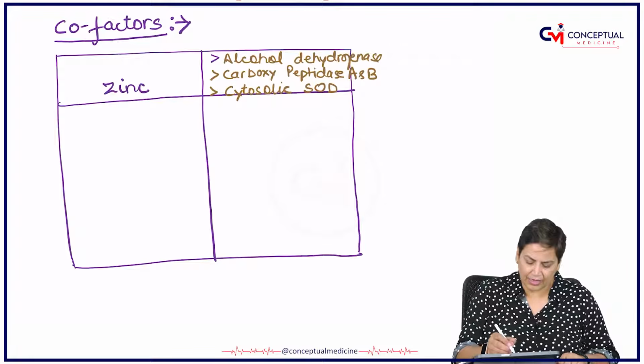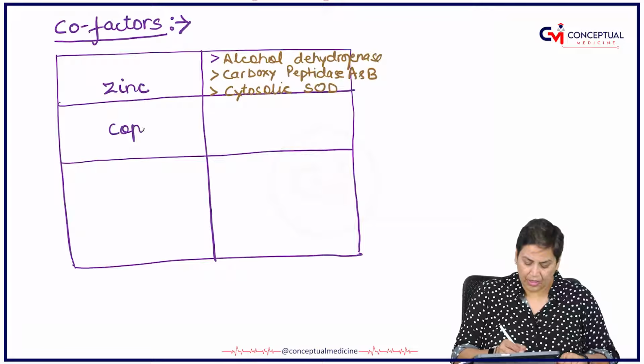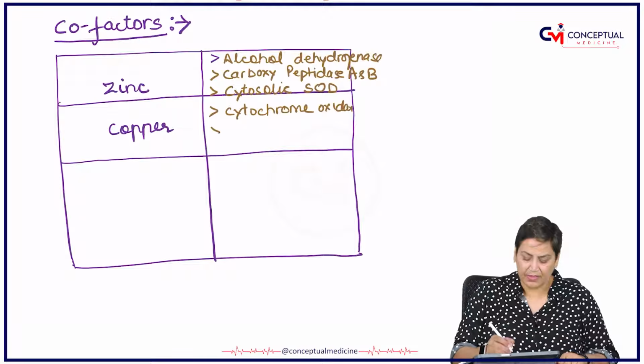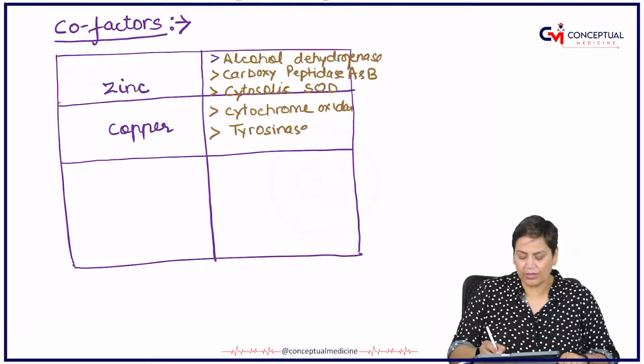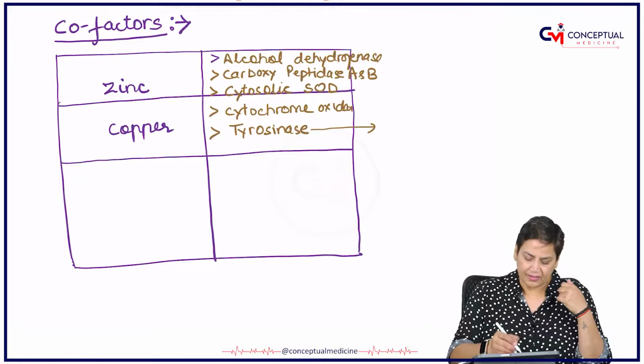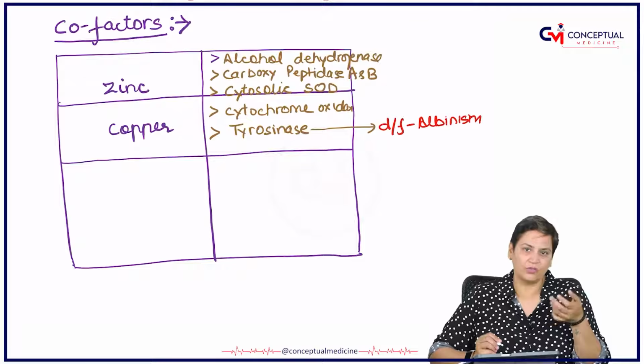Then after zinc, we can quote the example of copper. Now, if we talk about copper, we all know that copper is a cofactor for, again, cytochrome oxidase. And the most important enzyme which requires copper as a cofactor is tyrosinase. Very, very important. If we talk about the clinical application of tyrosinase, absence of tyrosinase leads to albinism, which we are going to discuss in the metabolism of the amino acids. So I'll just write deficiency leads to albinism. So you can just imagine the importance of copper here.